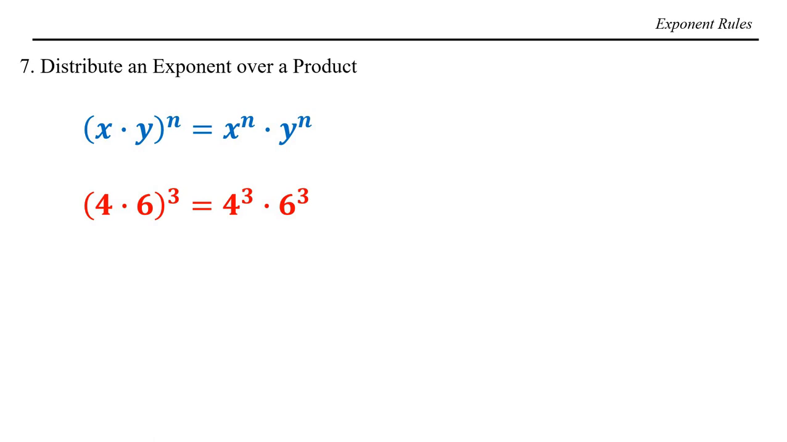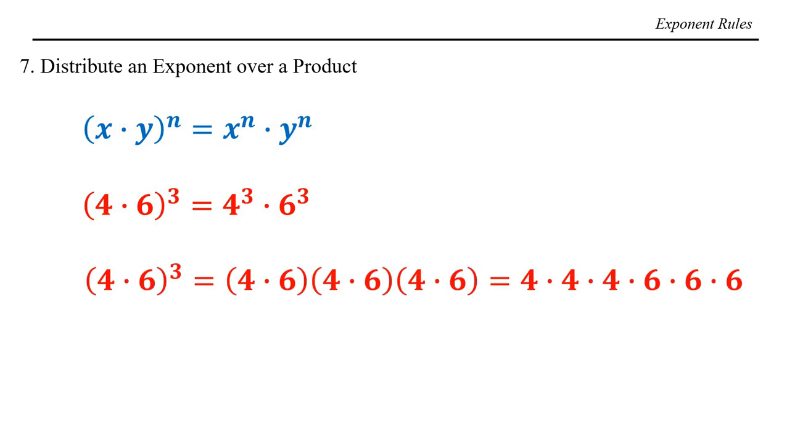Now, let's go ahead and prove why that is true. So we can rewrite 4 times 6 to the power of 3 as 4 times 6 times itself 3 times. And now if we solved for that, we can just rewrite the order of the multiplication, right? So we can put 4 times 4 times 4, and then 6 times 6 times 6. And that is the same thing as saying 4 to the power of 3 times 6 to the power of 3.